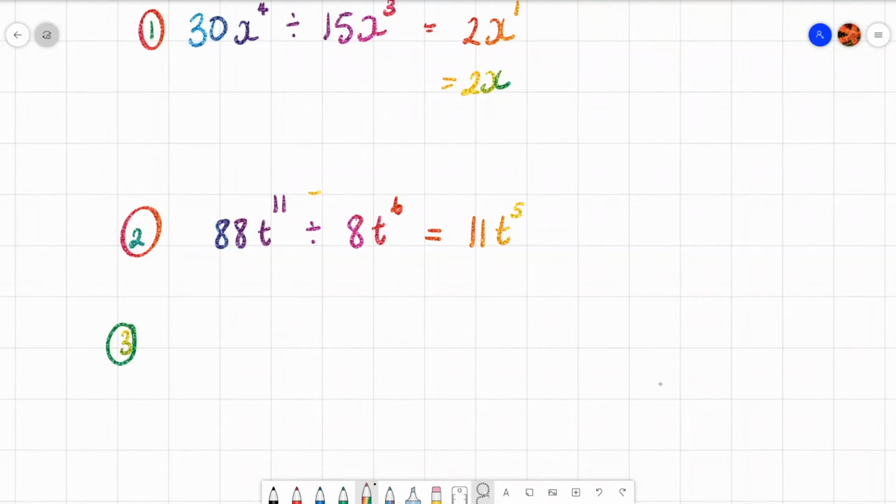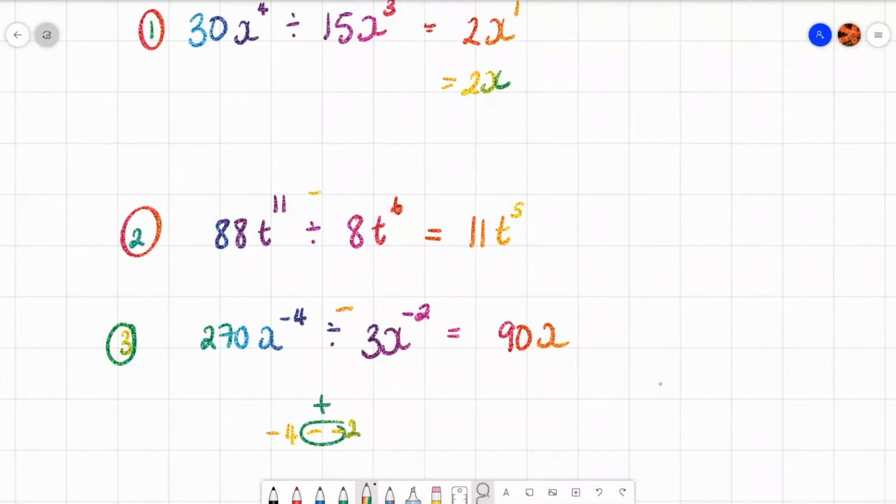Question number 3 then, similar to this. Let's do 270x to the power of minus 4 divided by 3x to the power of minus 2. Okay, so 270 divided by 3 is 90. x stays the same. I subtract the power, so I do minus 4 minus minus 2, but that becomes a plus. So minus 4 add 2 is minus 2.